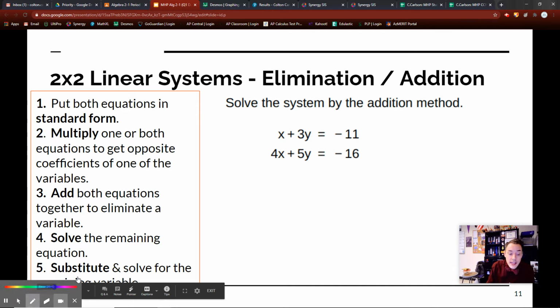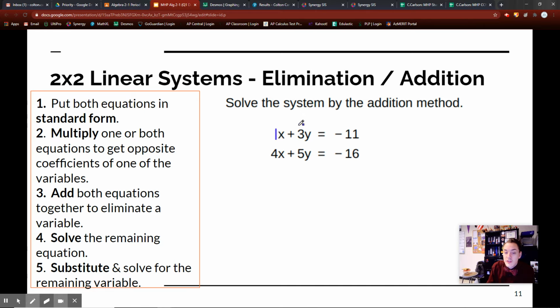Now this one is really good for substitution. Look at that, coefficient of 1 right there. But since we're still doing the addition method or the elimination method, we're just going to continue. I look at this and I'm like, okay, what's the easiest way? So far they're already in standard form. What do I multiply by?